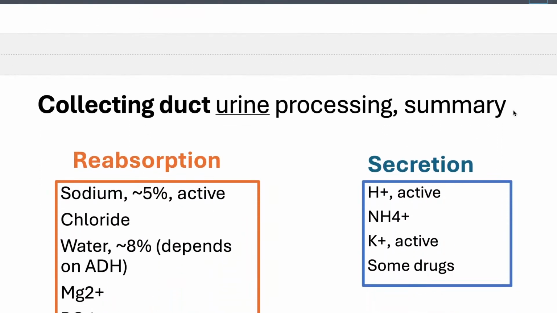So collecting duct, CT. So reabsorption: sodium, chloride, water, magnesium, phosphate, hydrogen ion, ammonia, potassium, and drugs. All right.